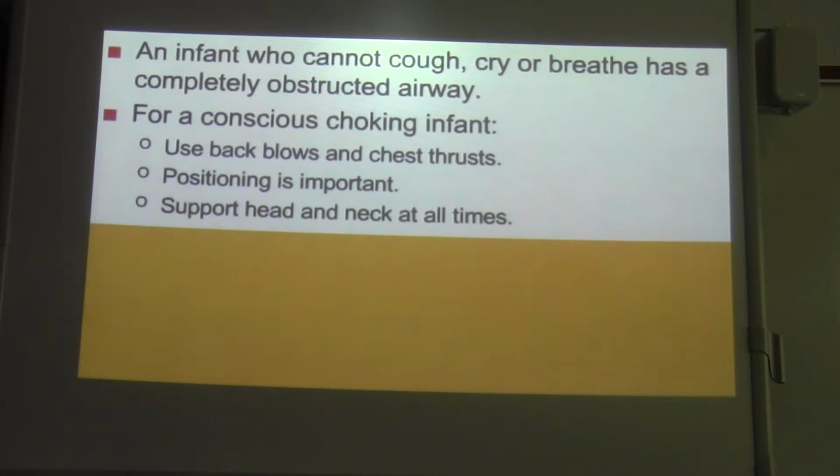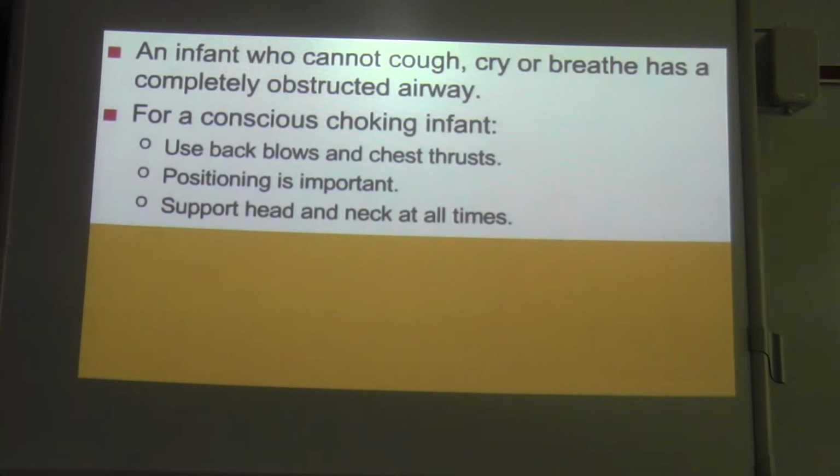Positioning them is important. You'll see that when I show you a short video clip in a second about how you need to have them at an angle while you're caring for them, because gravity helps in this situation. You can't necessarily be talking to a baby saying, keep coughing, like you can with an adult or a child, because the baby's not going to be like, okay. And the last thing up there is support the head and the neck at all times.